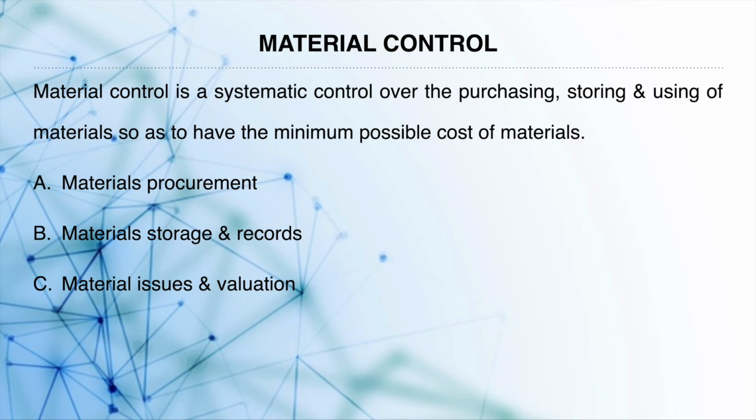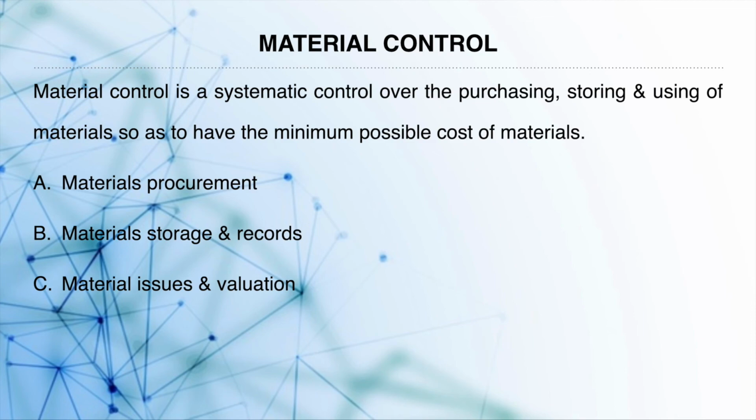Material control. Now, this is the second topic from the contents page that I showed you. Material control is a systematic control over purchasing, storing, and using of material so as to have the minimum possible cost of materials. Remember, they might ask you to give the meaning of material control. It is a systematic control over three aspects. I have to purchase, that is materials procurement. Second, how do I store it?